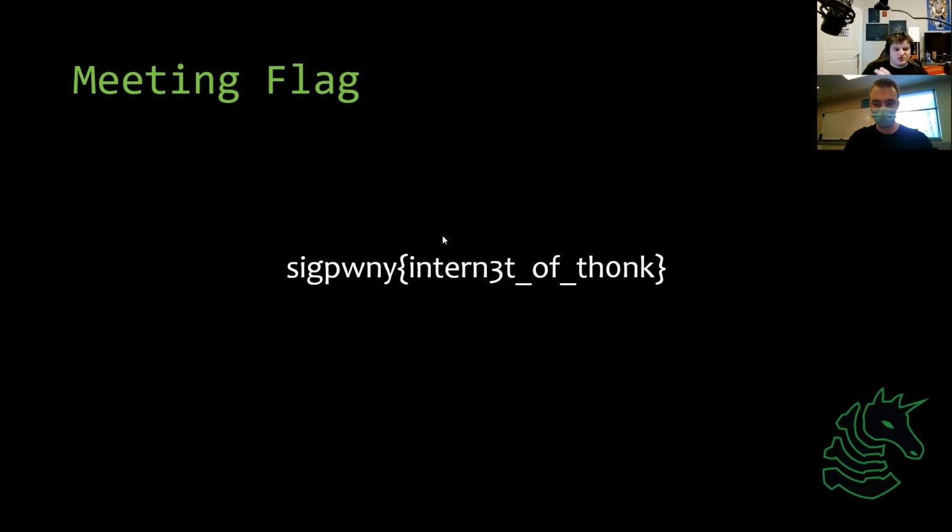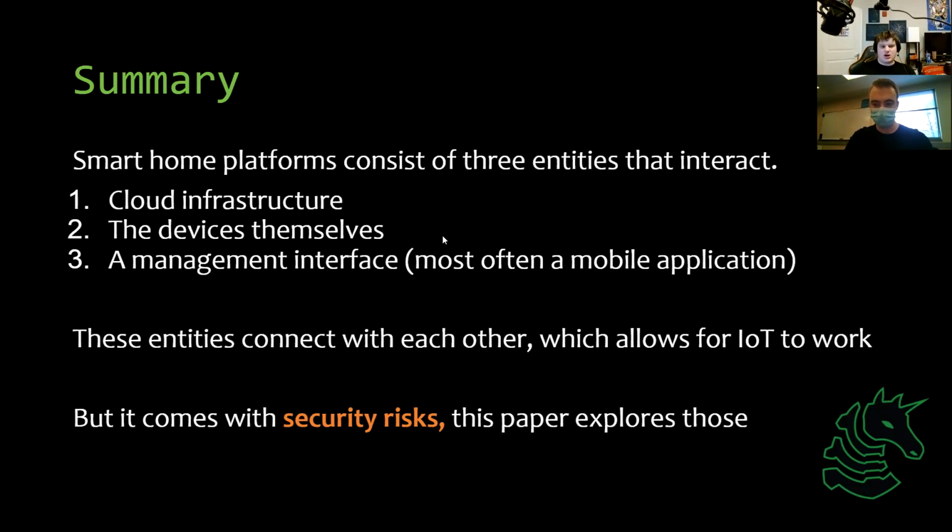So let's get started. Real quick summary of this. Smart home platforms, something like a General Electric or Feed Electric or something like that, or even Alexa, have 3 entities that are interacting most of the time. There is the cloud infrastructure that does a lot of the computing. There's the devices themselves that are doing the actual action. And there's a management interface. Most often, the management interface is a mobile application.